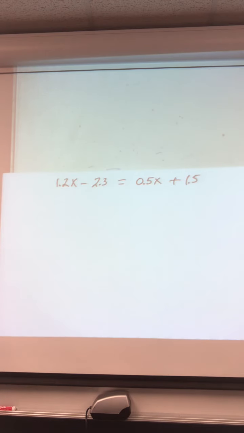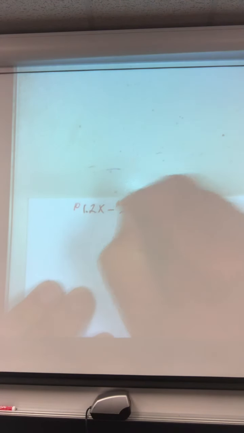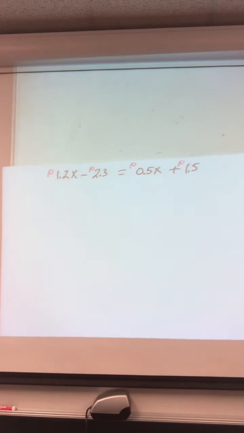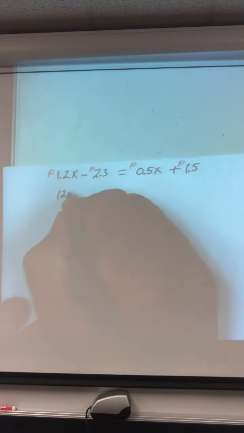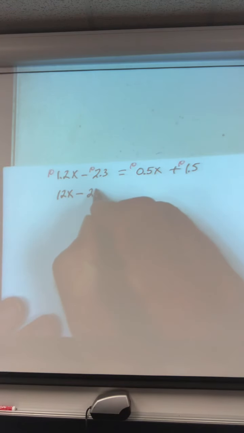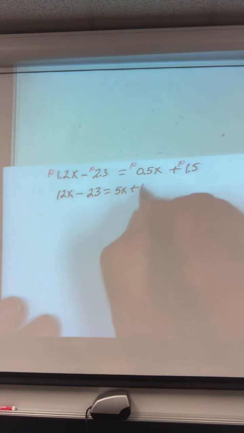Now remember, whenever we multiply through by 10, we have to multiply every term on both sides. So I'm going to do 10, 10, 10, and 10. Now, what does multiplying by 10 do? It moves the decimal one spot. So this would be 12x, so it moves it one spot. And if you don't see that, take your calculator and punch in 1.2 times 10. It'll give you 12x minus 23 equals now 5x plus 15.